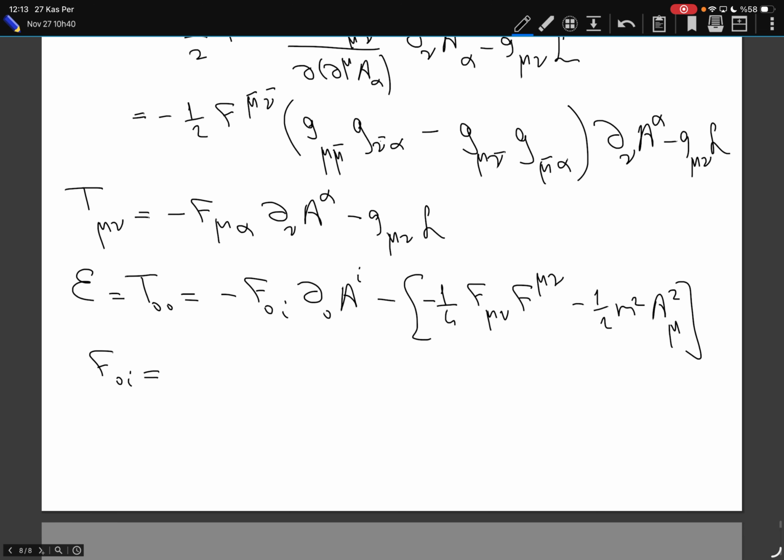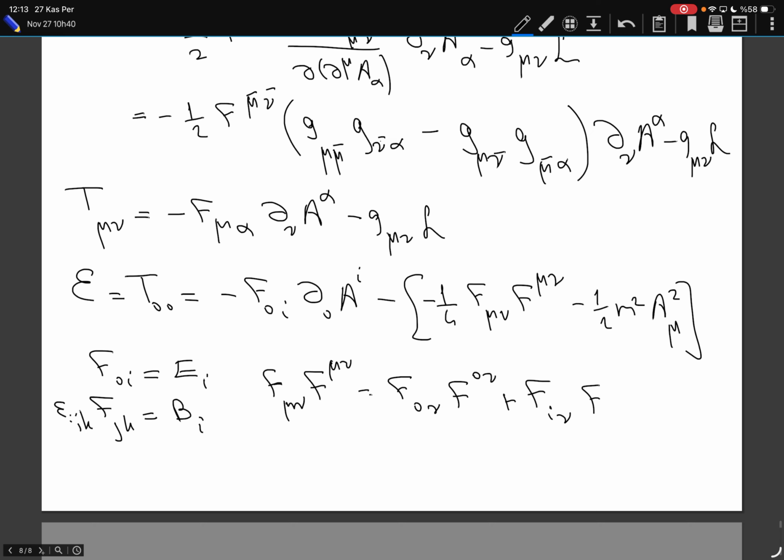That's the electric field. E_i, F_ij, epsilon_ijk F_jk, this is B_i. So in particular, for example, I have F_{mu nu}, which will be F_{0 nu} plus F_{i nu}.